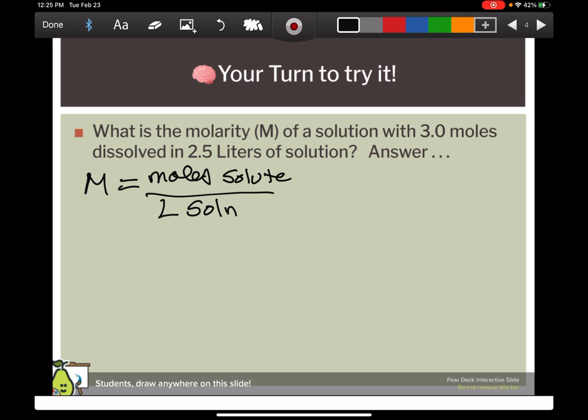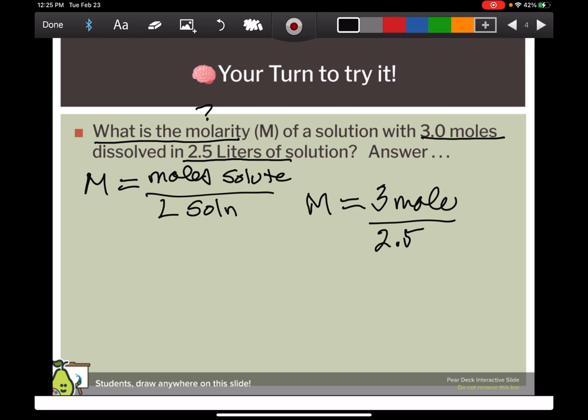So remember, I told you reading it, it says, what is the molarity? Don't know it. With 3 moles, that's one of my givens, and 2.5 liters. So I'm going to go M equals 3 moles over 2.5 liters. And now I just need to divide. So I'm going to put into my calculator 3 moles divided by 2.5 equals, M equals 1.2.